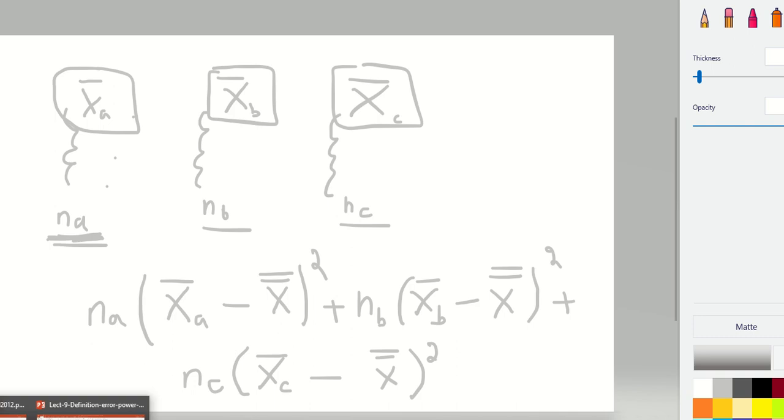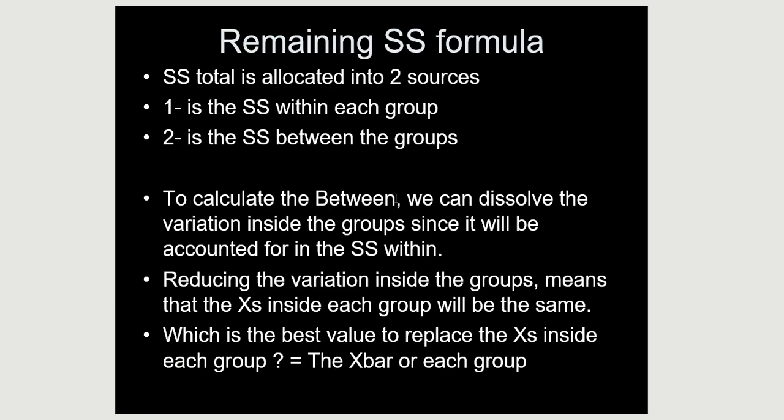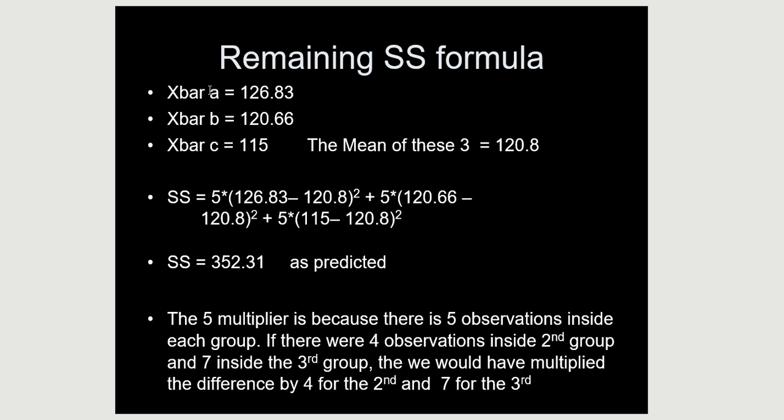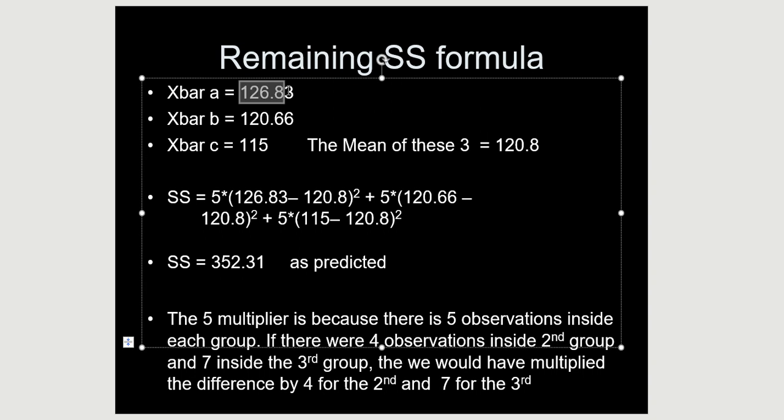Okay, so let's go back to our lecture. To calculate the sum of square between, we can dissolve the variation inside the groups, meaning we eliminate the sum of square within. We do not need it since it will be accounted for in the sum of square within. Reducing the variation inside the groups means that the x's inside each group will be the same. Which is the best value to replace the x's inside each group? Well, it's the average of that group. And therefore, I'm going to take the average of group A, the average of group B, and the average of group C. Every one of them is going to be subtracted from the average of the averages, meaning the average of the 15 values. This is the average of the averages.